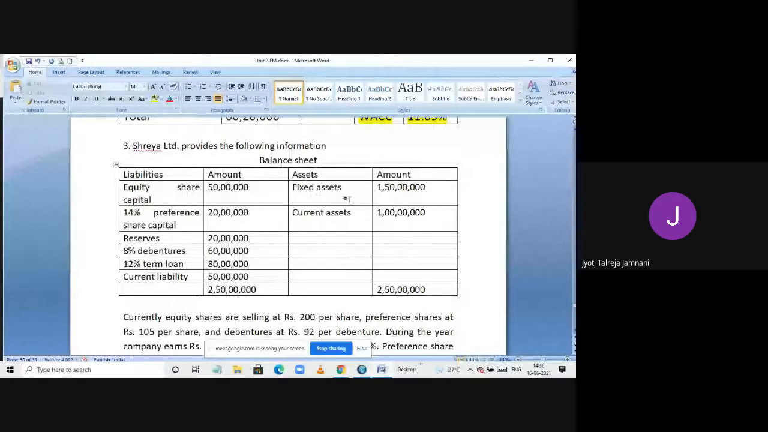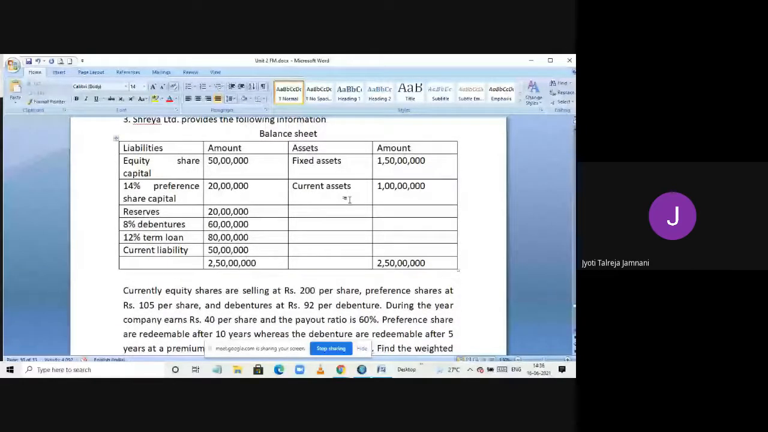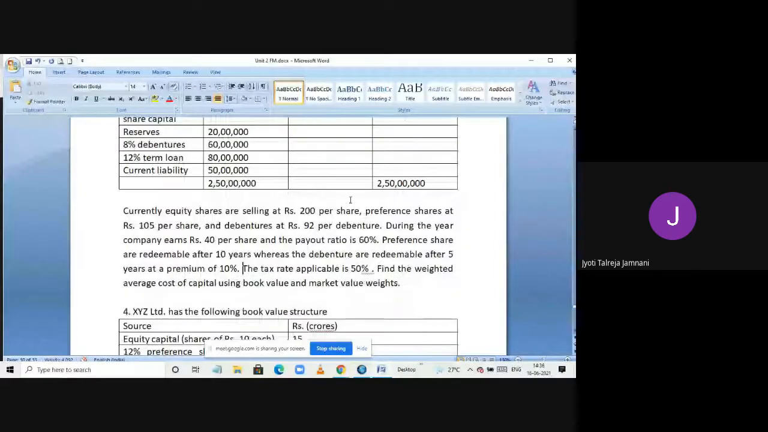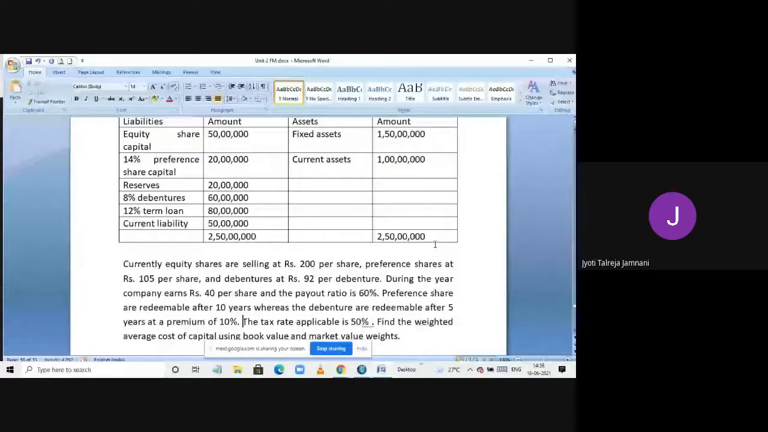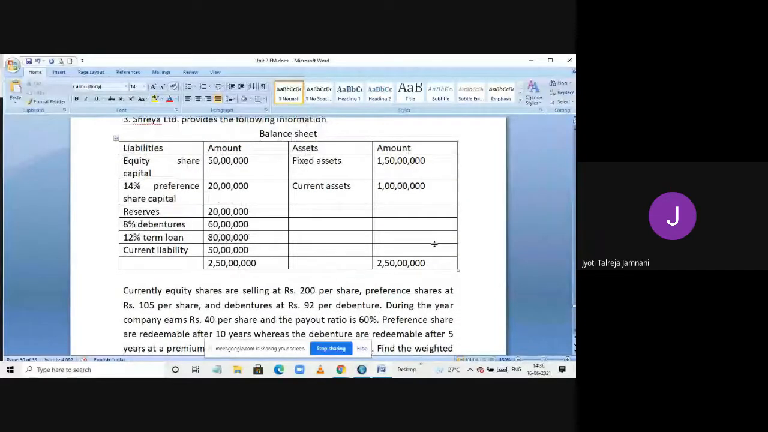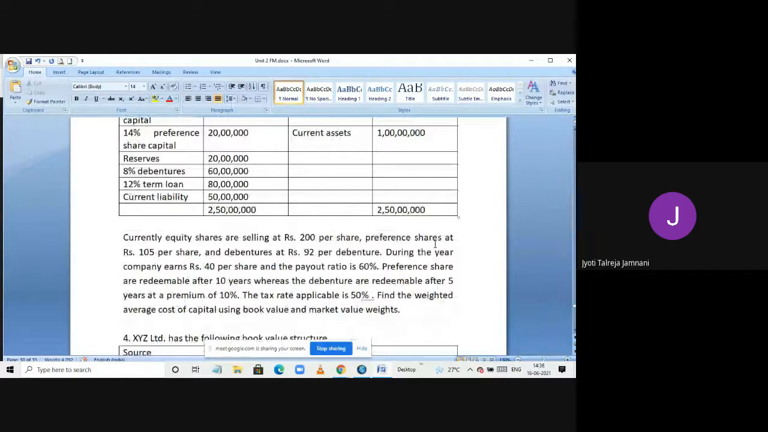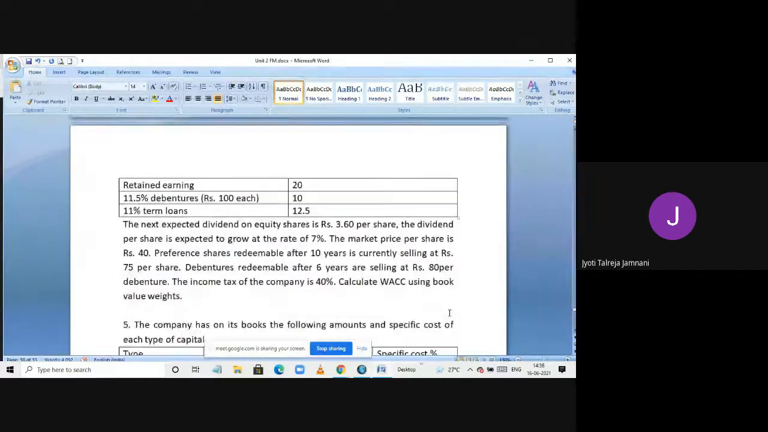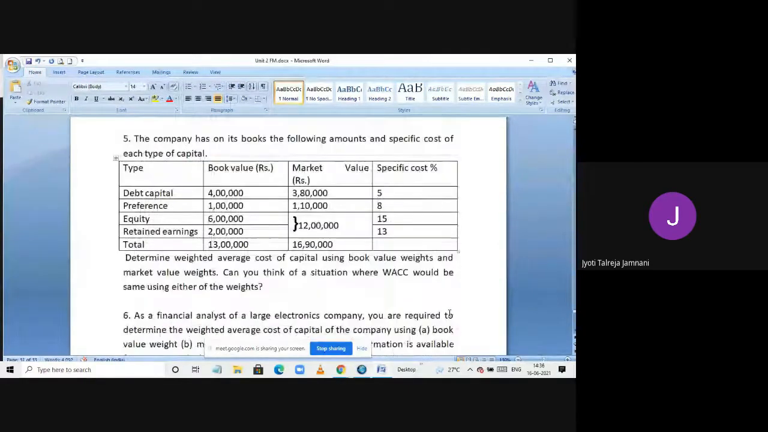Now, Shreya Limited provides the following information. So this is the balance sheet of Shreya Limited. Currently, equity shares are selling at 200. So it is a similar sum to what we did above. They have not given you the cost of equity. We have to find the cost of preference, debentures, and term loans, and they are asking us to find the weighted average using the book value as well as the market value weights. So let's do the sum.